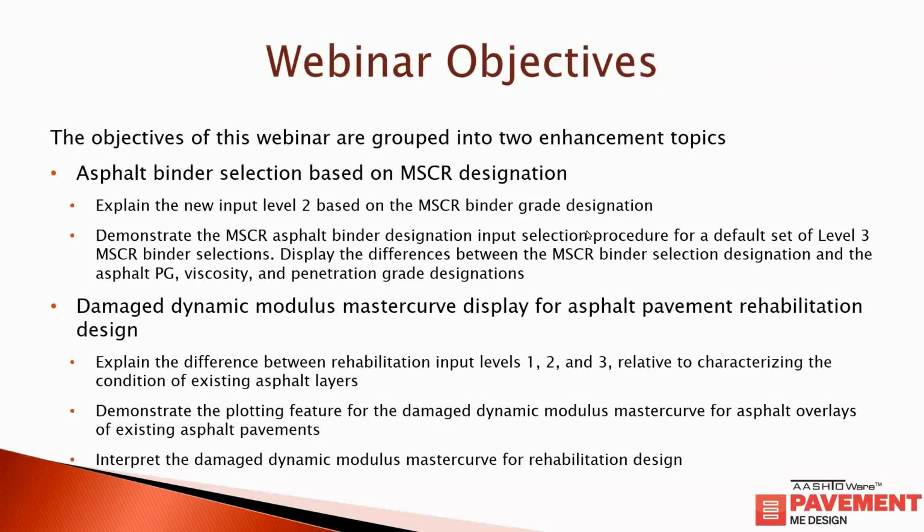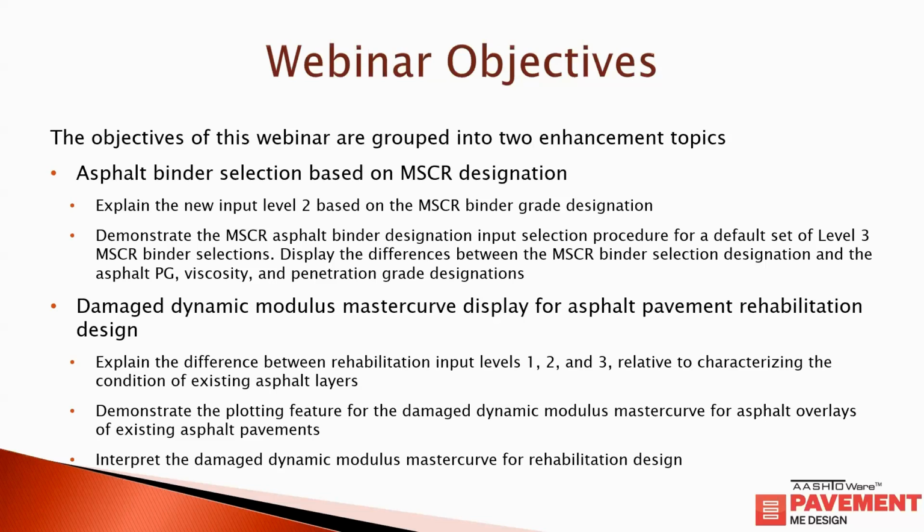First, the objectives of this webinar are grouped into 2 enhancement topics. The first one is the asphalt binder selection based on MSCR designation. The objectives here are to explain the new input level 2 and 3 based on the MSCR binder grade designation, then demonstrate how those have been implemented into the application itself, and how the selection procedure for the default set of level 3 MSCR binder grades works, and display some of the differences between the MSCR binder grade selection and the currently implemented asphalt Superpave performance grade binders, viscosity and penetration grade assignment.